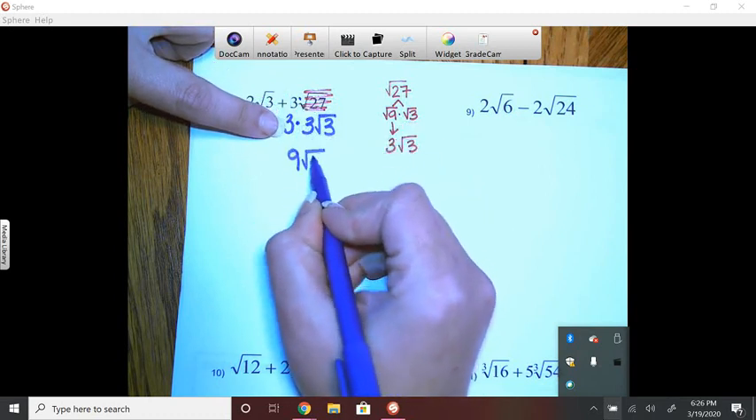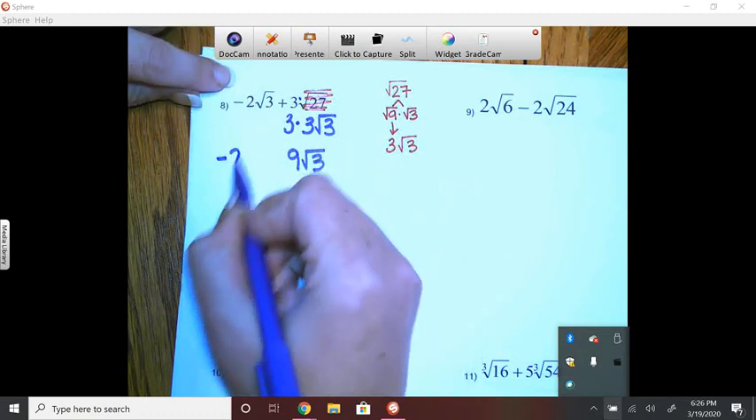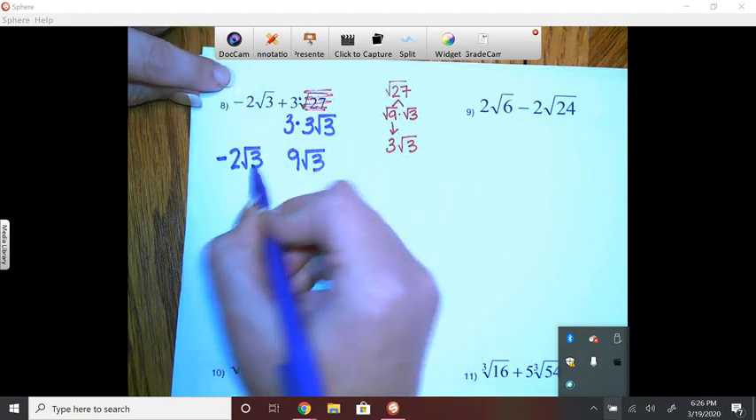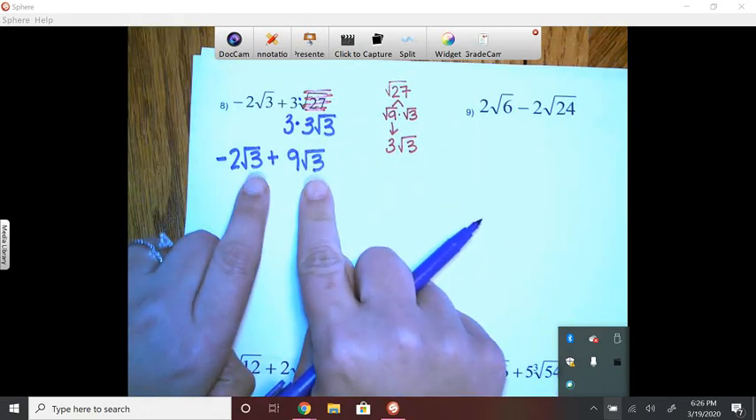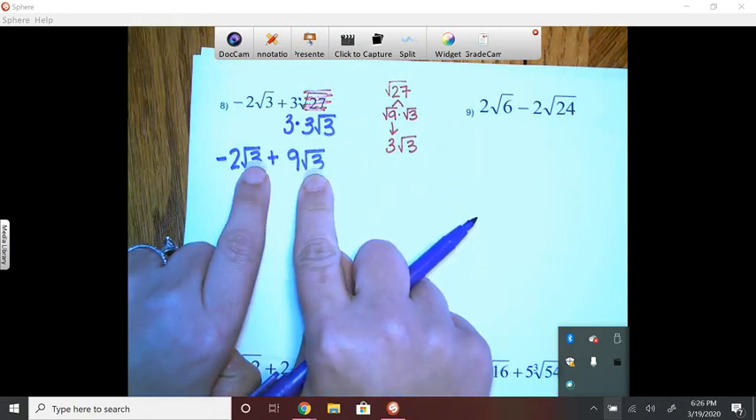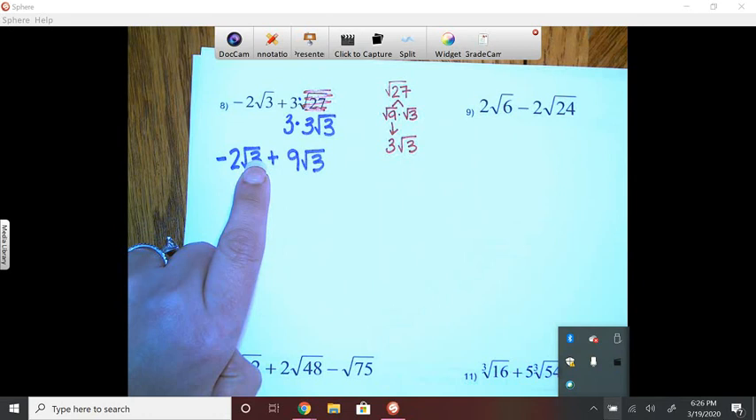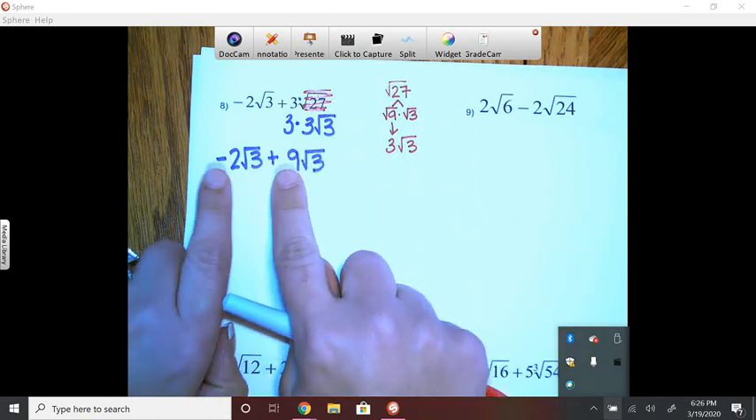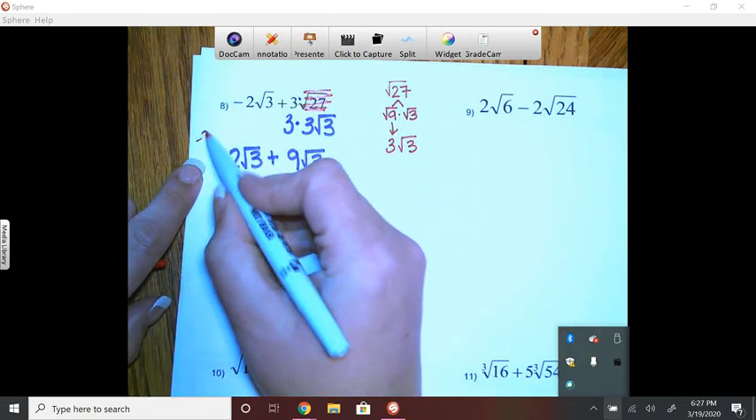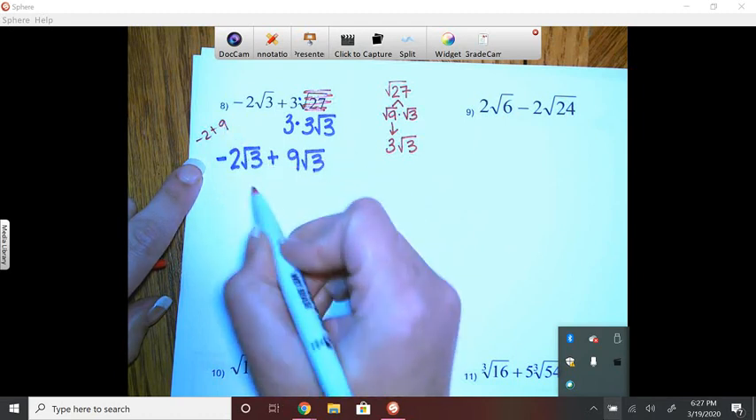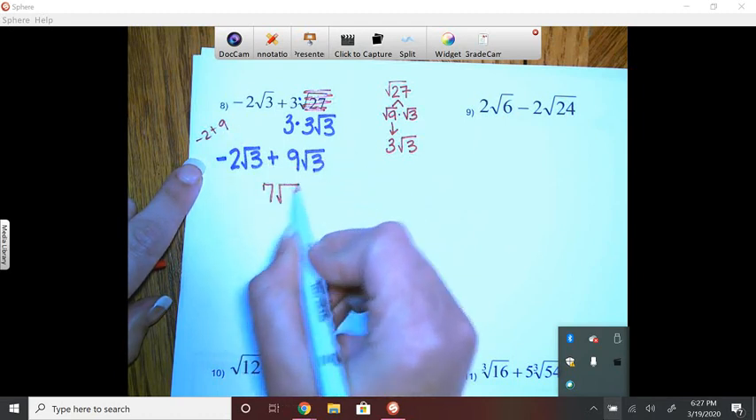Once you make sure both of the radicals are simplified, if these match, that means we can do this problem. Since these match, we can do negative 2 plus 9, which is 7, and then rad 3.